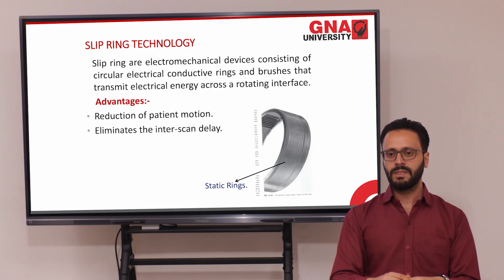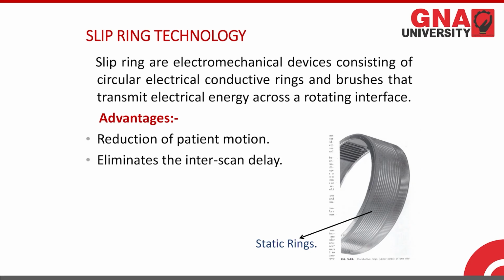So slip ring technology is an electromechanical device consisting of circular electrical conductive rings and brushes that transmit electrical energy across the rotating interface. Here the advantages are that there is a reduction in the rotation moment and it eliminates the interscan delay, which was observed till the fourth generation of CT.